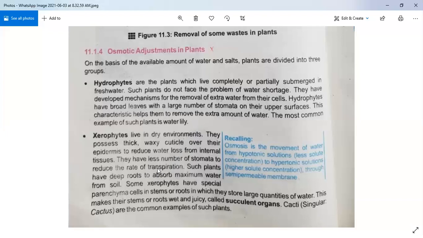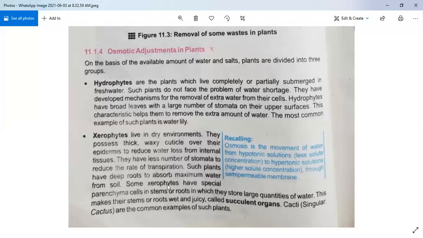So when stomata are reduced, they produce fewer stomata, so less water is lost to the environment. Such plants have deep roots to absorb maximum water from the soil. Okay, so this is clear. If these plants have very deep roots under the ground, why? To maintain the balance of water.